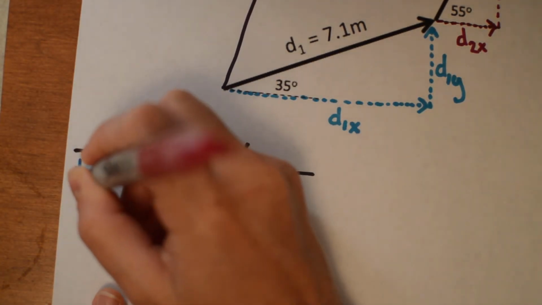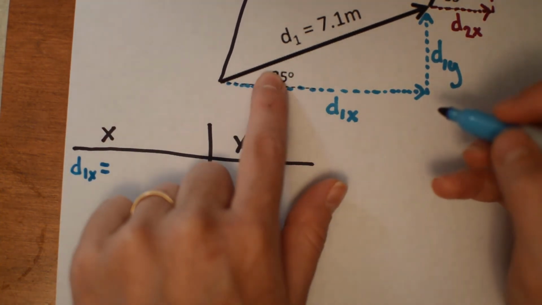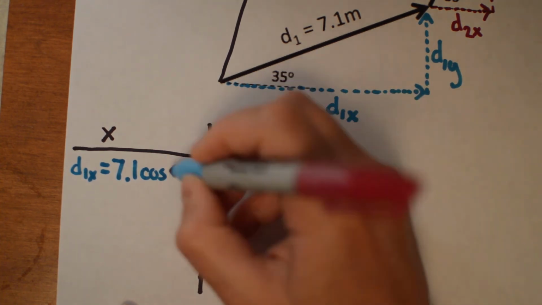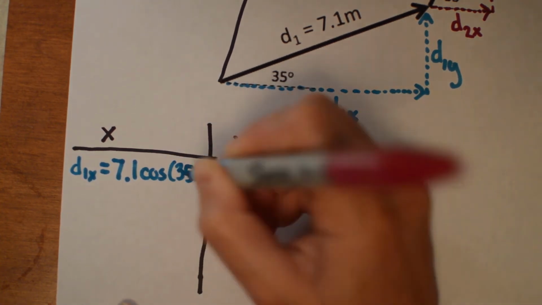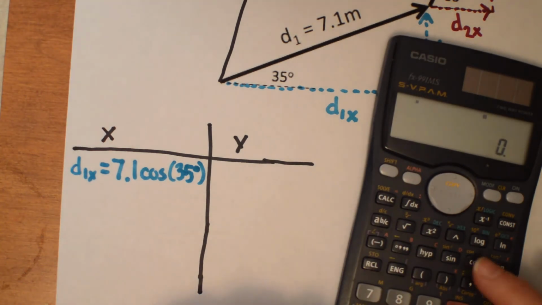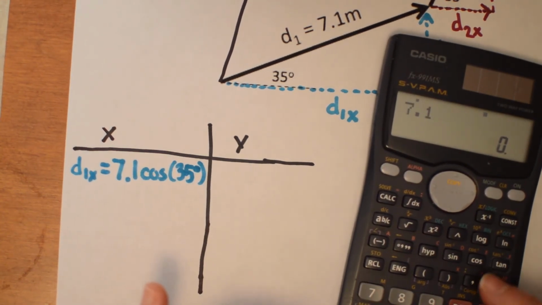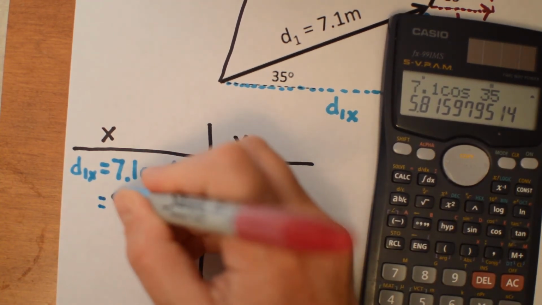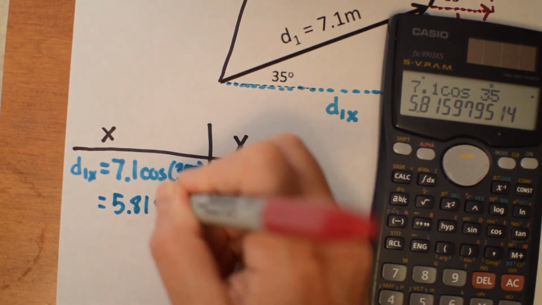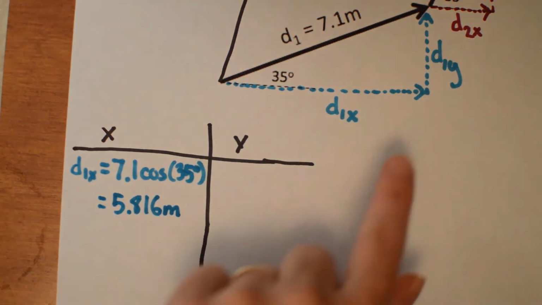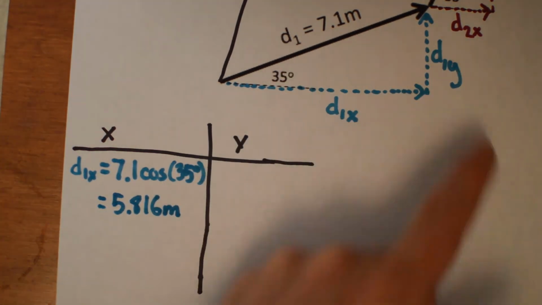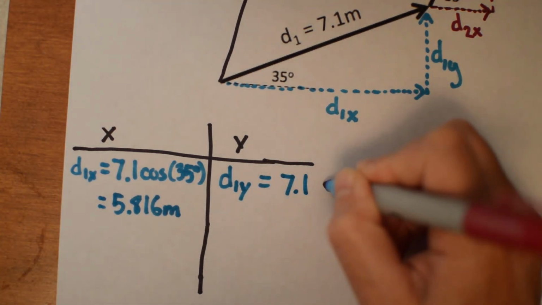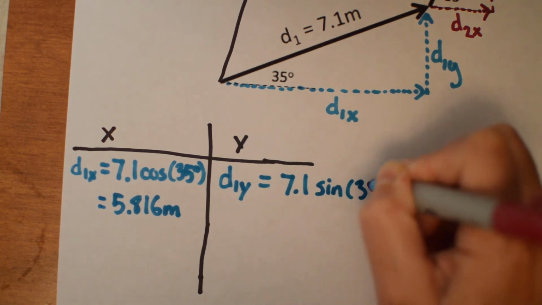So D1x is close to my angle, cos is close, so 7.1 cos of 35 degrees. And let's calculate what that is. When we're calculating these, I'm going to keep lots of decimals just to make sure I don't make rounding errors later on. So that one works out to 5.816 meters. Let's do D1y. It's far away from my angle, sine is far away. So it'll be 7.1 sine of the 35 degrees.